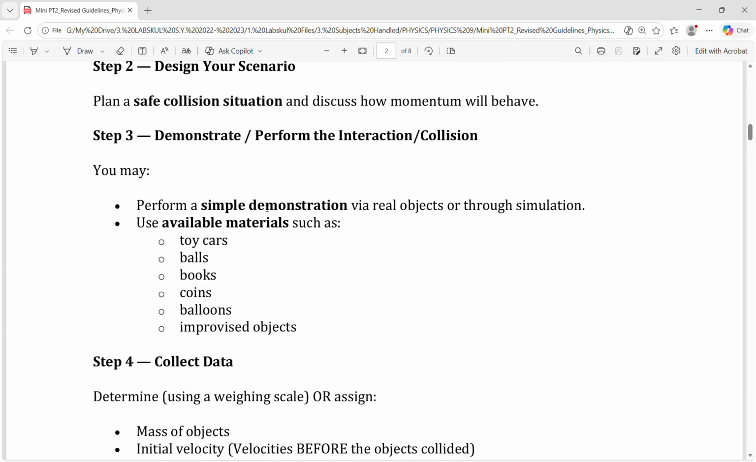Now, for step 3, after you have designed your scenario, you demonstrate or perform the interaction or collision. You may perform a simple demonstration using real objects or toy cars, depending on your situation, or through a simulation, which I have mentioned. It depends on whether they use real objects or a simulation. But I saw in their GC earlier that they have found a very good simulation app that they could use to present their work.